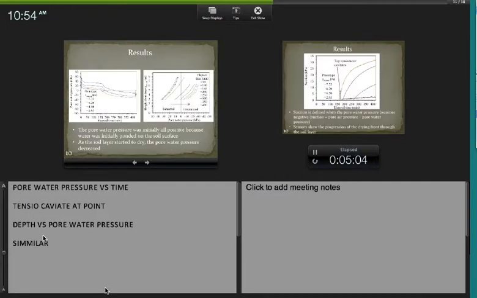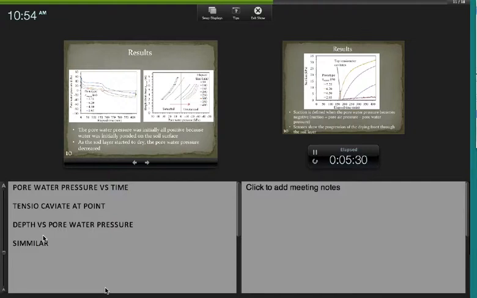These graphs are showing pore water pressure versus time. This right here is one of the tensiometers that actually cavitated, which means it got water inside. So the data after this point is not relevant. But the pressure decreases as a function of time, and when the pressure becomes negative, you start to get suction in the soil.